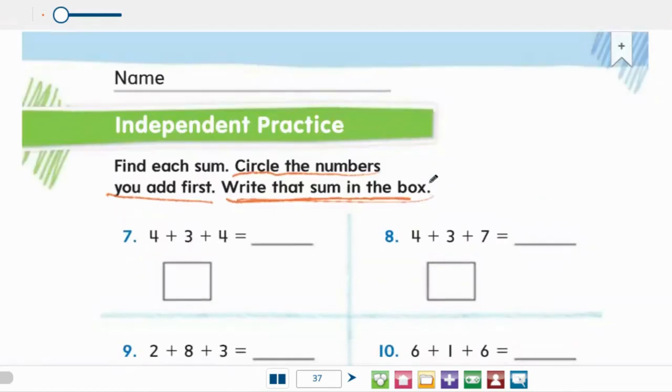But I want you to go ahead right now. You're going to work on problems 7 through 19 on your own. I want you to pause your video, try those problems out, and when you're done, go ahead and press play, and I will walk you through how to solve these problems. So pause your video now, do 7 through 19, and then press play when you're ready to check your answers.